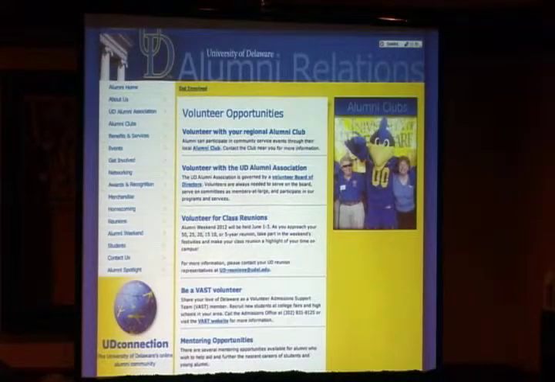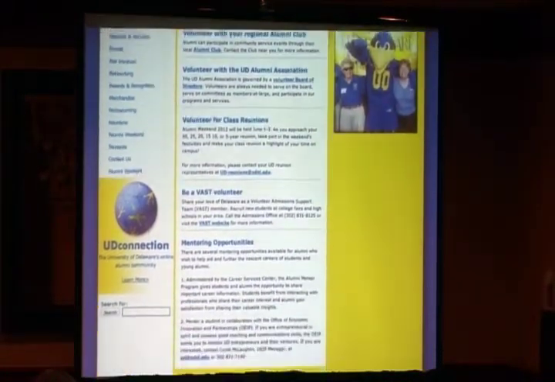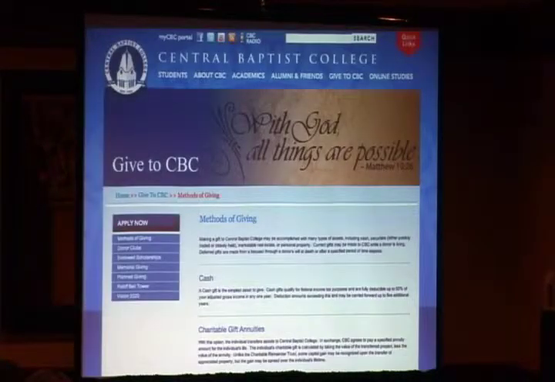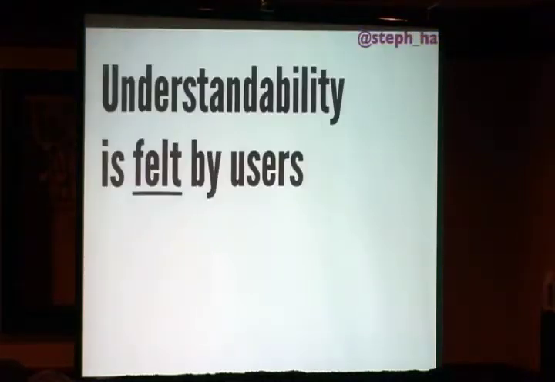I love University of Delaware volunteer opportunities. They have all of the volunteer opportunities. Here are the ways that you can volunteer and exactly who to email and what to do in order to do it. So you just break it right down. Same thing with actually investing. On Central Baptist College, they take the same approach. Methods of giving. There are all of these ways that you can give us money and how to do it as well. So it's not just this high level, welcome to Alumni Affairs, come to some events and that sort of thing. Because if I'm coming here looking for something specific, just give me the specific thing.